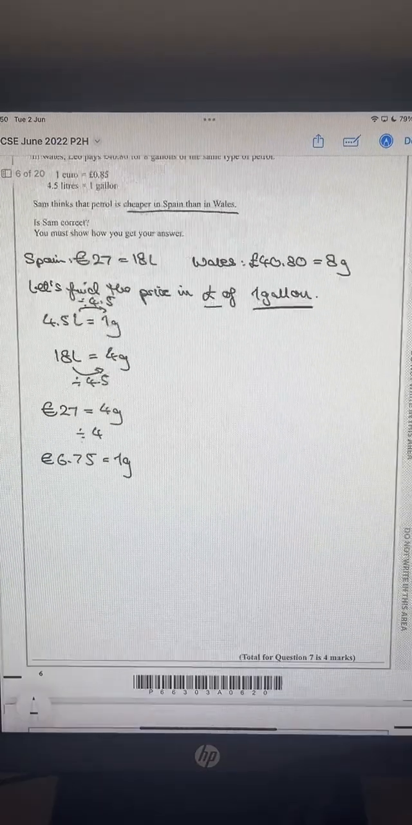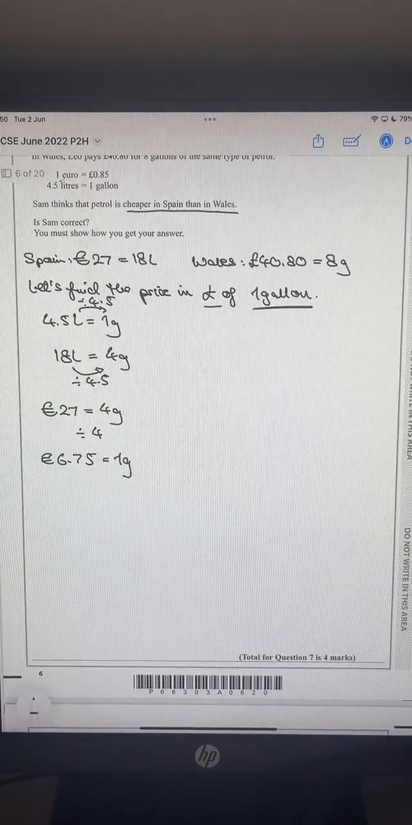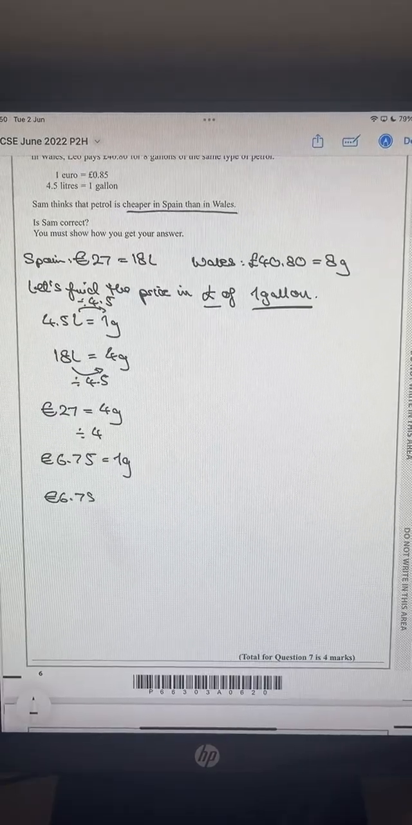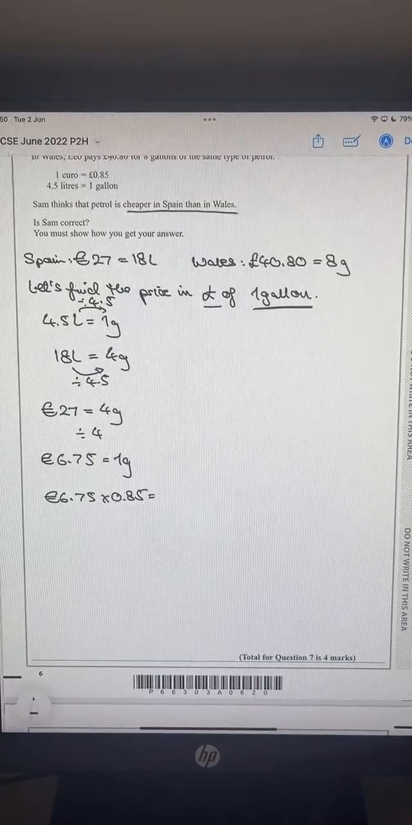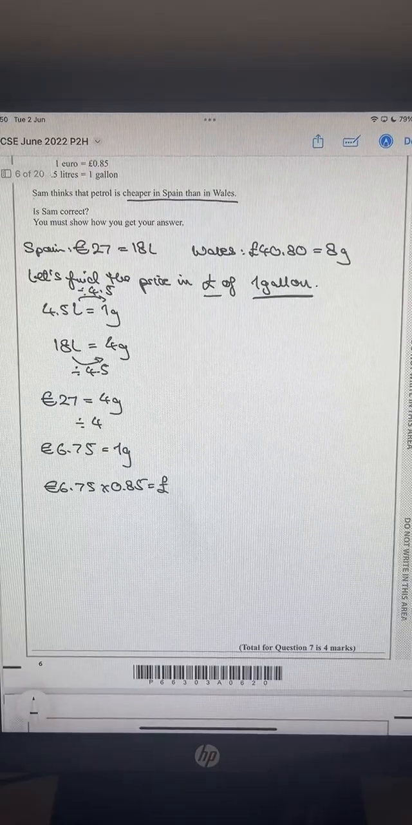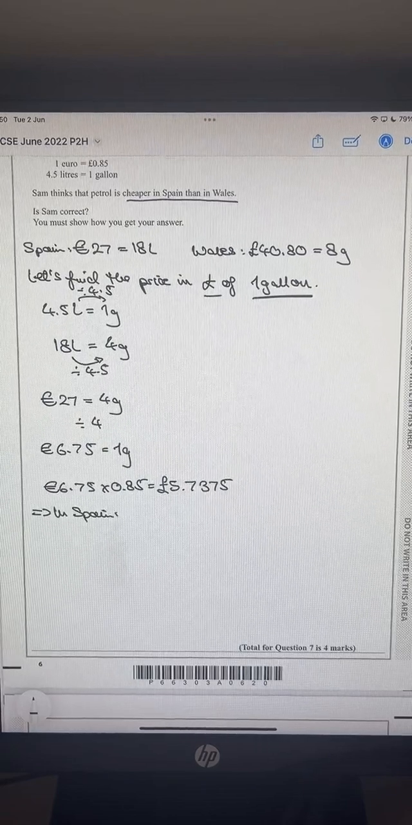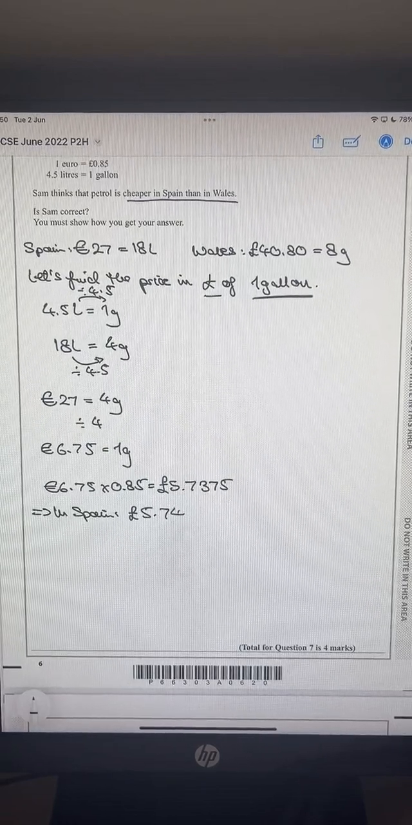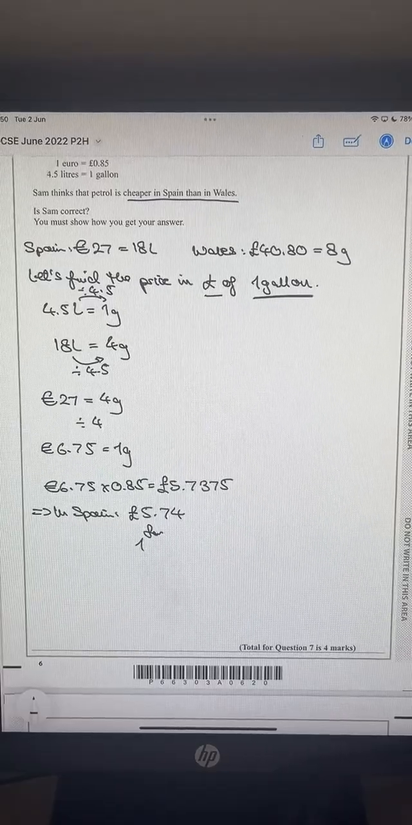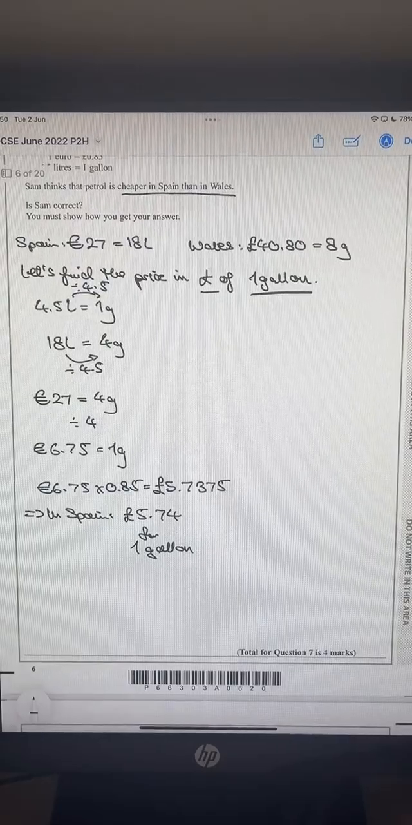Okay, now I need to go from euros into pounds. So to go from 1 euro into pounds, I multiply by 0.85. So I'm just going to do 6.75 times 0.85. And if I do that, I get, in pounds, 5.7375. So in Spain, it's £5.74 for 1 gallon.